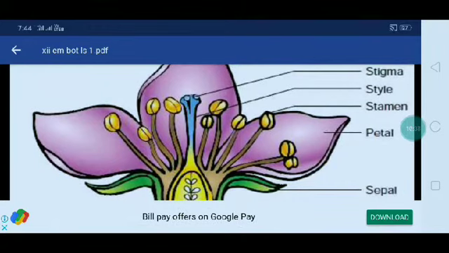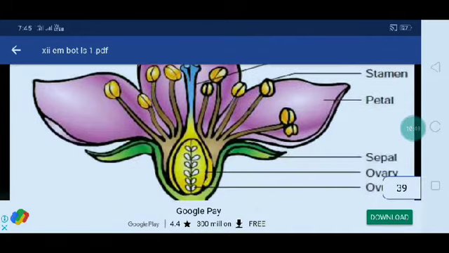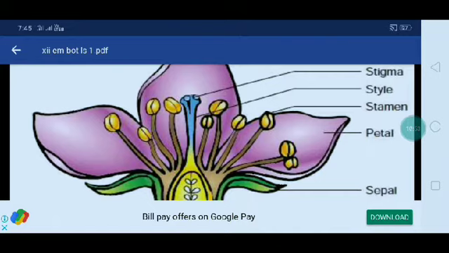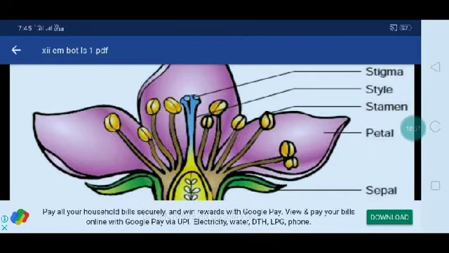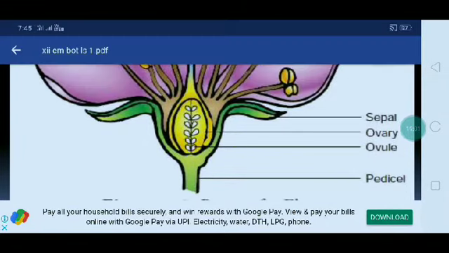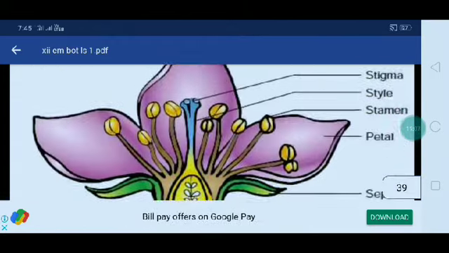Okay, you can see what parts are present in a flower. First one is stigma, and then style. Then stamens are also there, and pistil. Below the anther there is a filament. Then petal, that is corolla. Then sepal, that is calyx, and also the ovary and ovule are present in this region. And pedicel, the flower stalk region, is present. Okay, these are the parts of the flower.